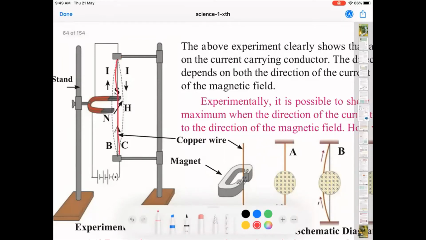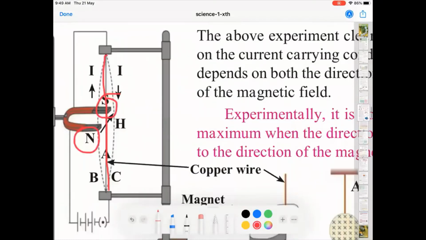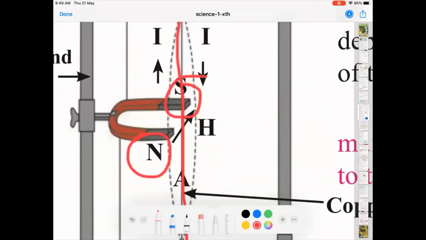Okay, and that red line is actually a wire which is held by the stand. We have a stand, and it is held in between a horseshoe magnet, right? So in the horseshoe magnet, there is a north pole at one end and the south pole at the other end. So this wire is held.